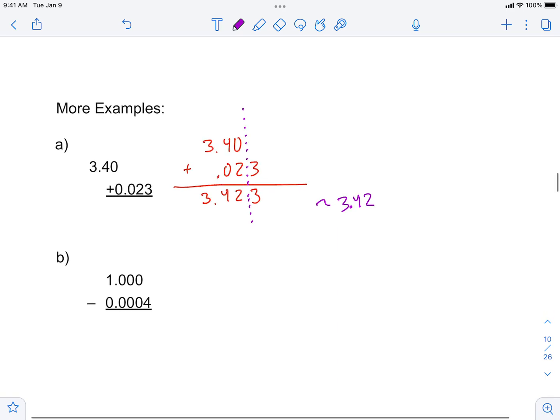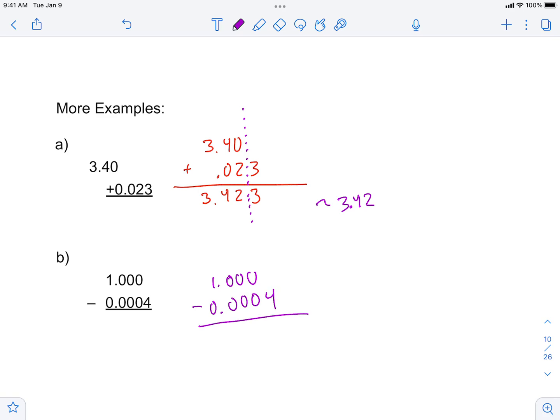The next one, 1.000 minus 0.0004. Okay, so you're gonna have to do some borrowing here, right? So we're gonna get 0.9996. Right, we're only allowed a 10,000ths place, the 3 decimal places. So when you drop that 6 by rounding rule, this goes back up to 1.000. So it does not appear to have changed.